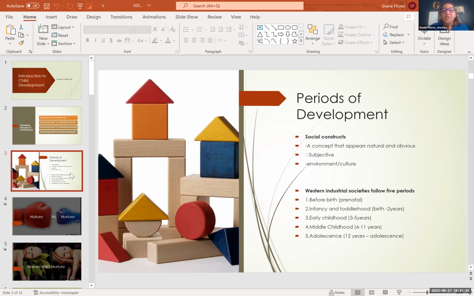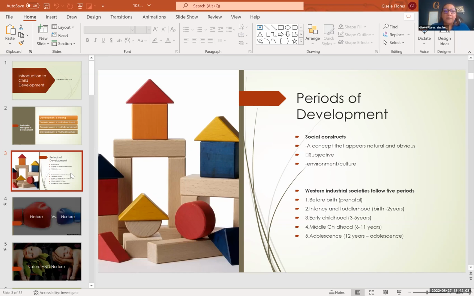But there are certain indigenous cultures who actually have three periods of development. It's birth to walking, and then walking to adulthood, and then adulthood to death. So it really depends a lot on culture, where you are in the world. That's why it's called a social construct, because society really constructs what it means to be in a period of development.